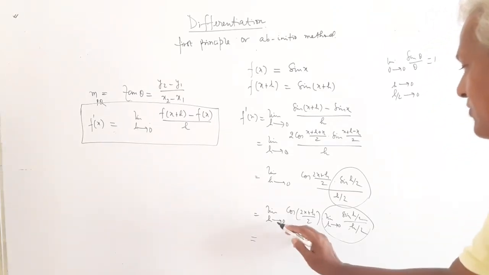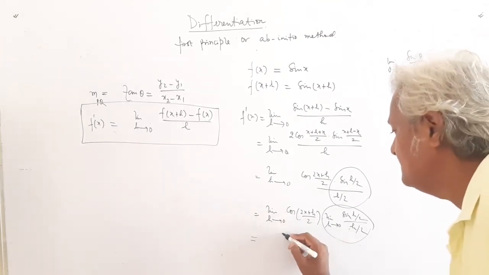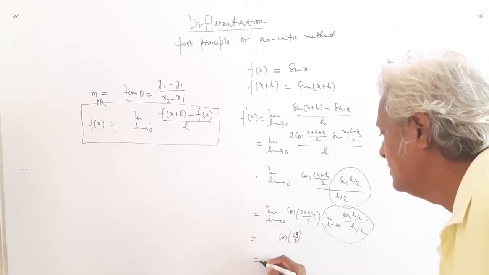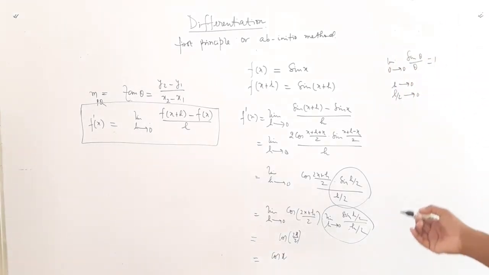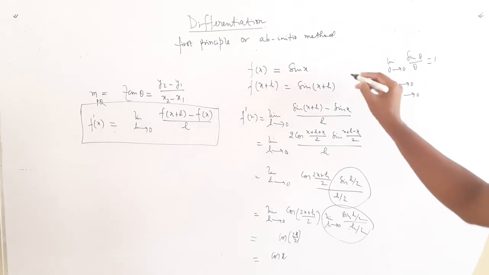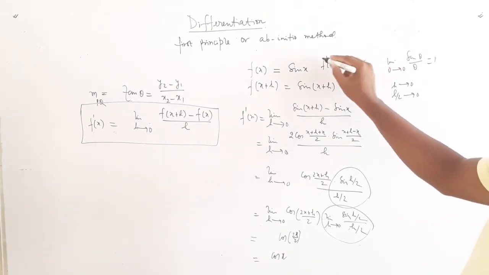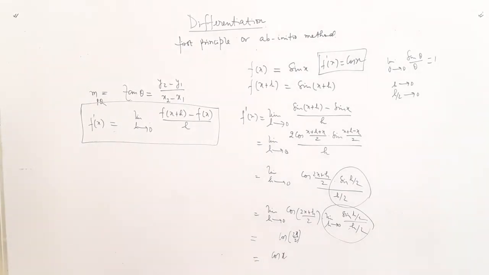And if I put the value h equal to 0 here, because this is a defined number, it is cos((2x plus 0)/2), which becomes cos(2x/2), and this is cos x. So what we have found is that if f(x) equals sin x, then f dash x equals cos x. This is the basic idea of the first principle or ab initio method. Now I'll take one more example.